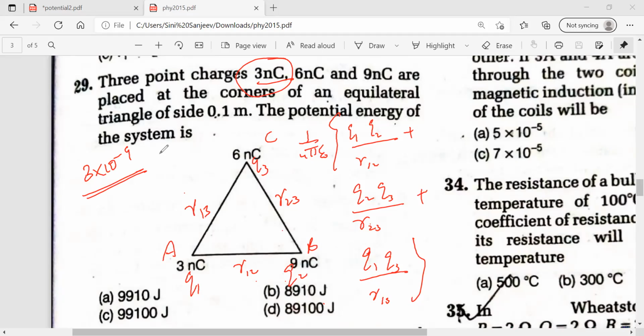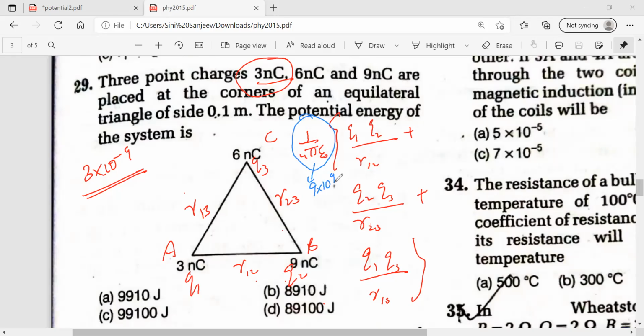This particular thing, 1 by 4 pi epsilon naught into Q1 Q2 by R12. This answer I need. And one more thing I forgot to tell you. Which should be there in the question, but in the entrance they may not give. 1 by 4 pi epsilon naught answer is what? 9 into 10 power 9.